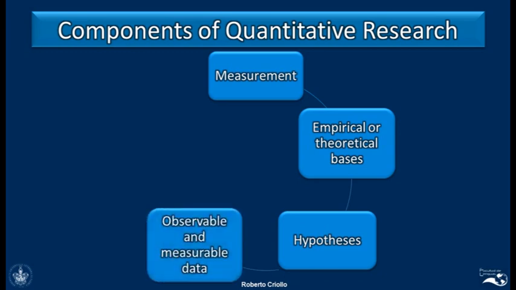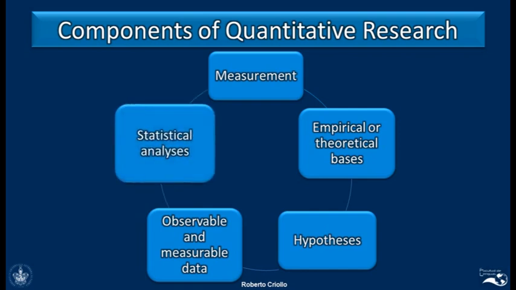The fourth component is observable and measurable data. So any kind of data that you collect must be concrete, observable, and measurable, so that you can study it in terms of different kinds of relationships and statistical analysis, which is the last part of quantitative research.